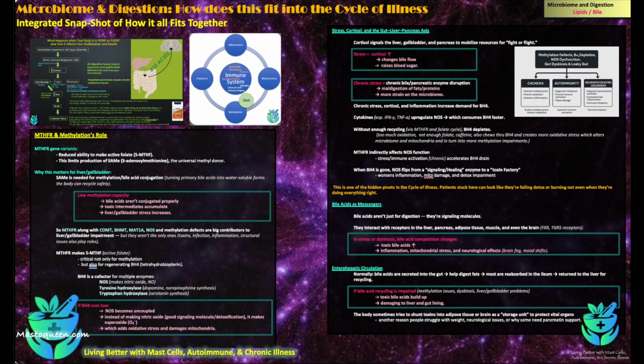On the methylation side, MTHFR variants reduce the ability to make active folate. That lowers SAMe, the universal methyl donor. And without enough SAMe, bile acids aren't conjugated properly, toxins accumulate, and the liver and gallbladder come under stress. Because SAMe is extremely important for detox, neurotransmitters, and your bile acid in the liver.